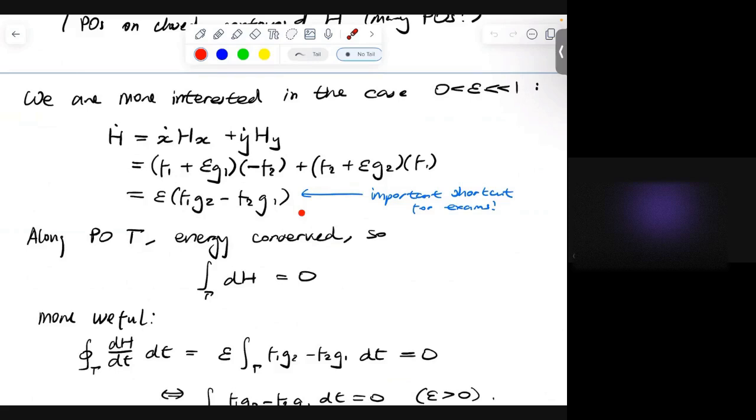So you could just do this in exams. It doesn't take that long, but if the algebra is messy, an important shortcut to avoid mistakes could be to remember this formula. It does come up quite a bit: f1 g2 minus f2 g1.